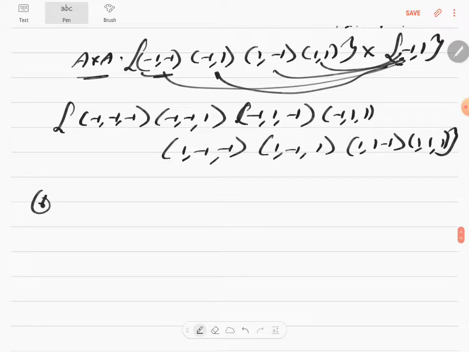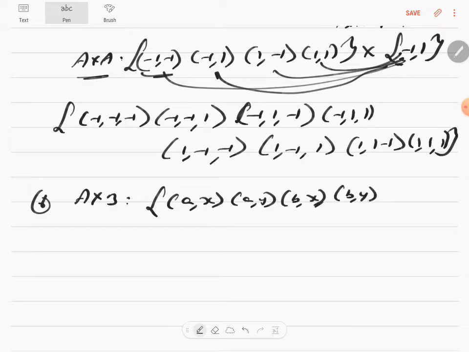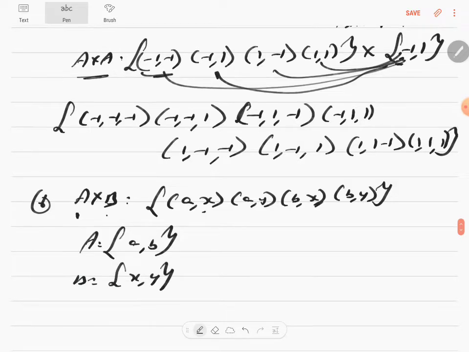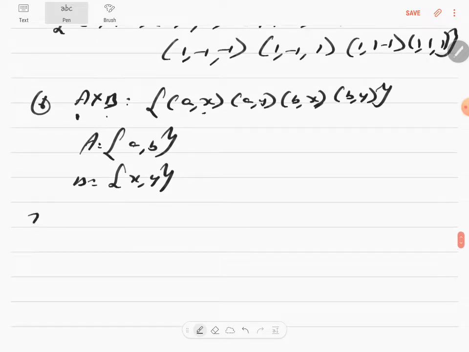The 6th question is, if A cross B is equal to the ordered pairs (a, x), (a, y), (b, x) and (b, y), close it. Find A and B. Obviously the first element will belong to A, the second element will belong to B. So what is A? A is {a, b}. What is B? It will be {x, y}, that's all. Are you clear? So let's go to the 7th question.